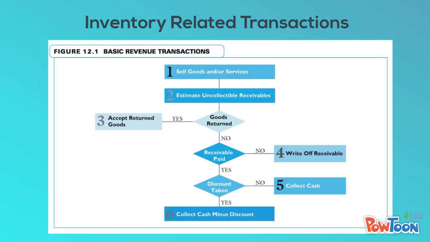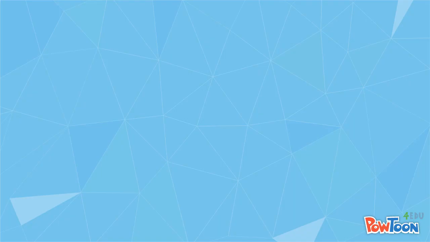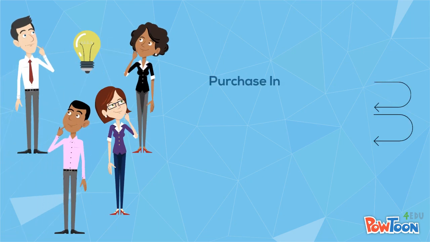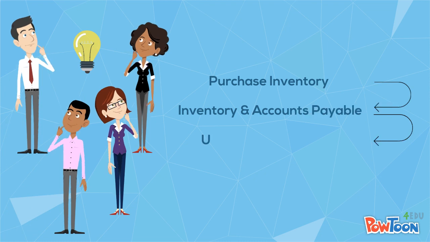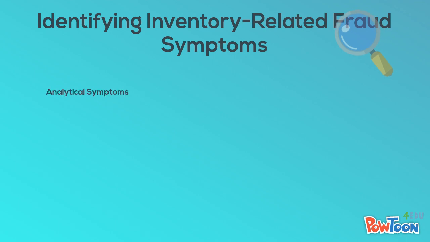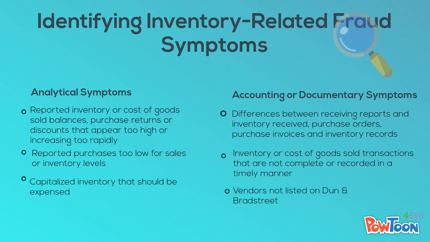One of the best ways to identify financial statement fraud exposures involving inventory is to map out all the inventory-related transactions that can occur in an organization, such as shown in the table here. Now that you have the 9 different transactions mapped out, the next step is to brainstorm the different accounts related to these transactions, and the possible fraud schemes that could occur in each of these transactions. Here are some examples of analytical and accounting or documentary symptoms for inventory-related fraud.